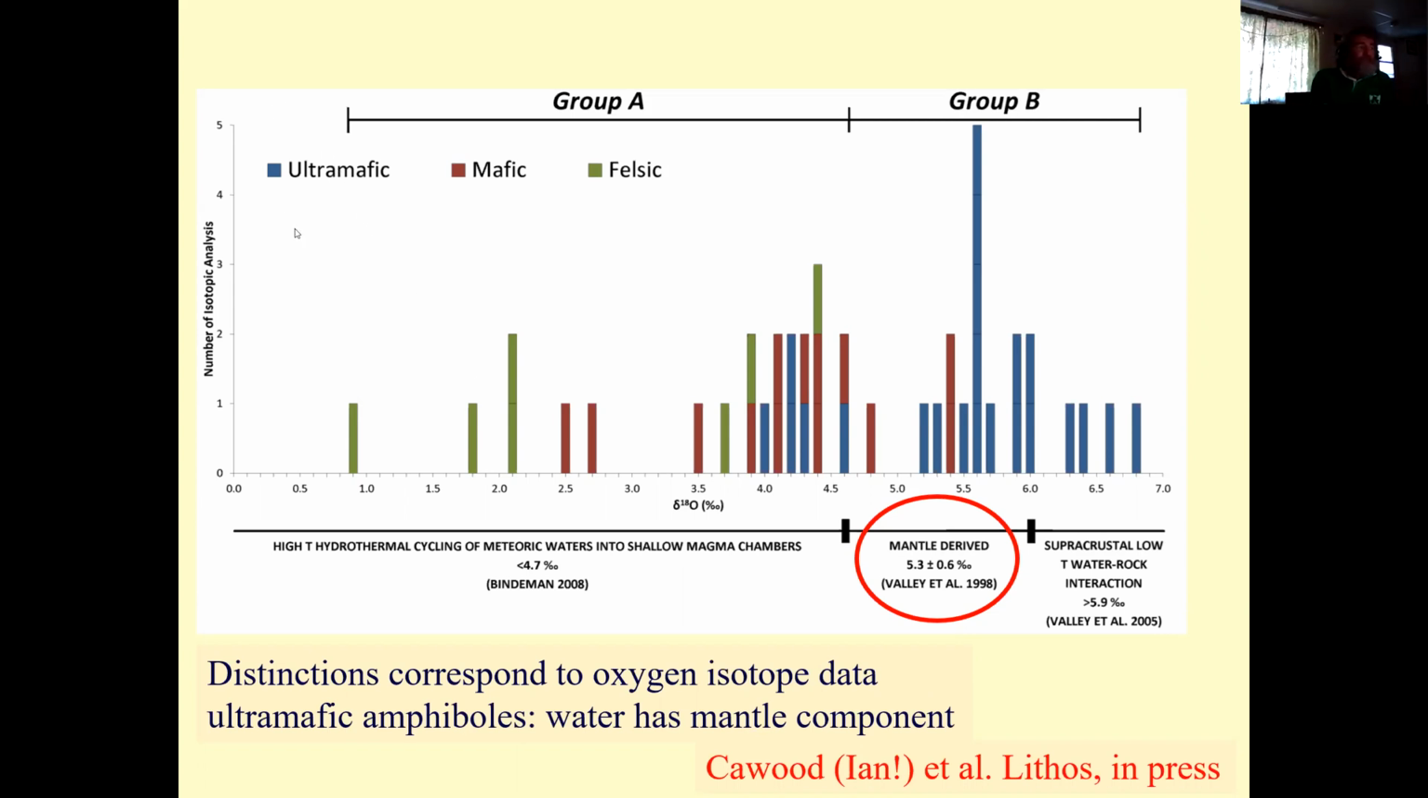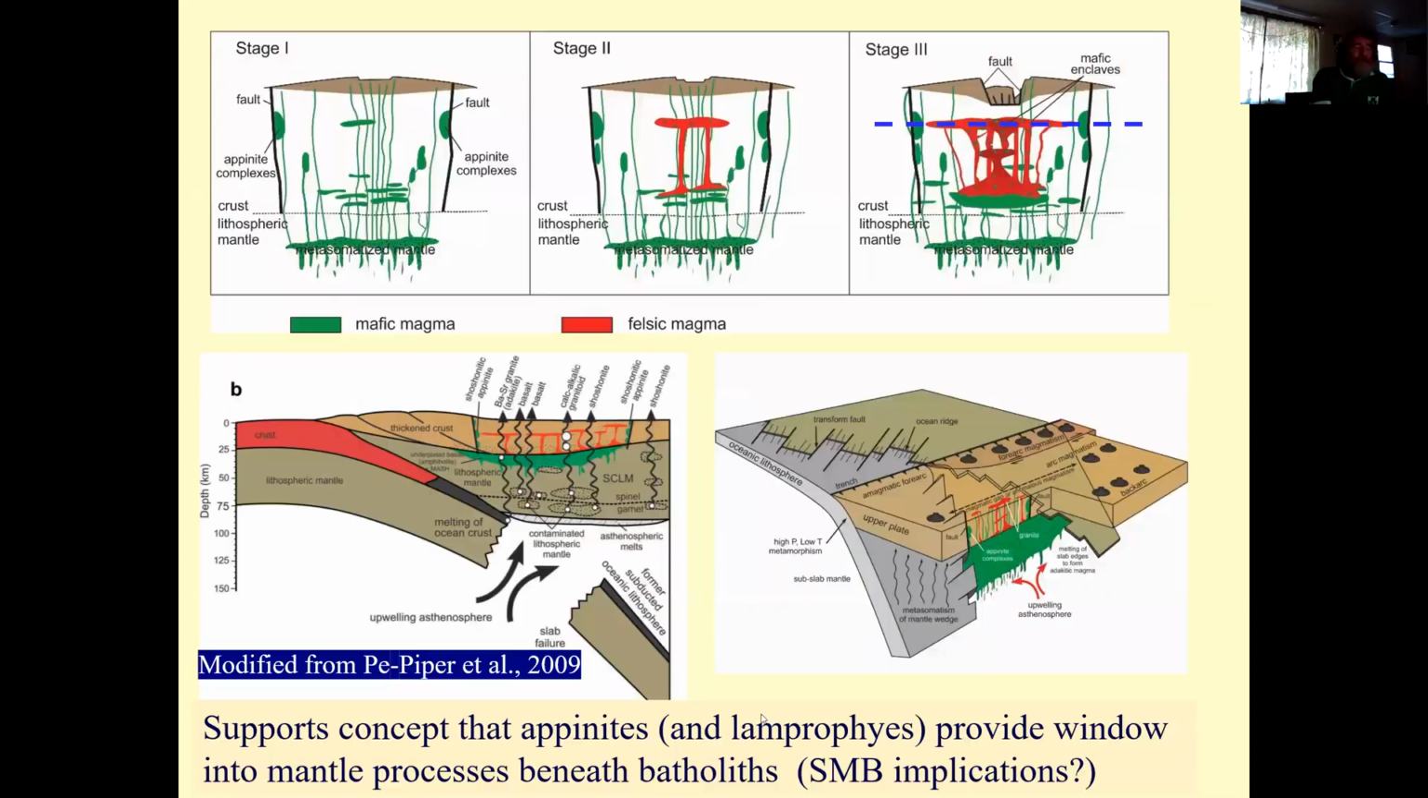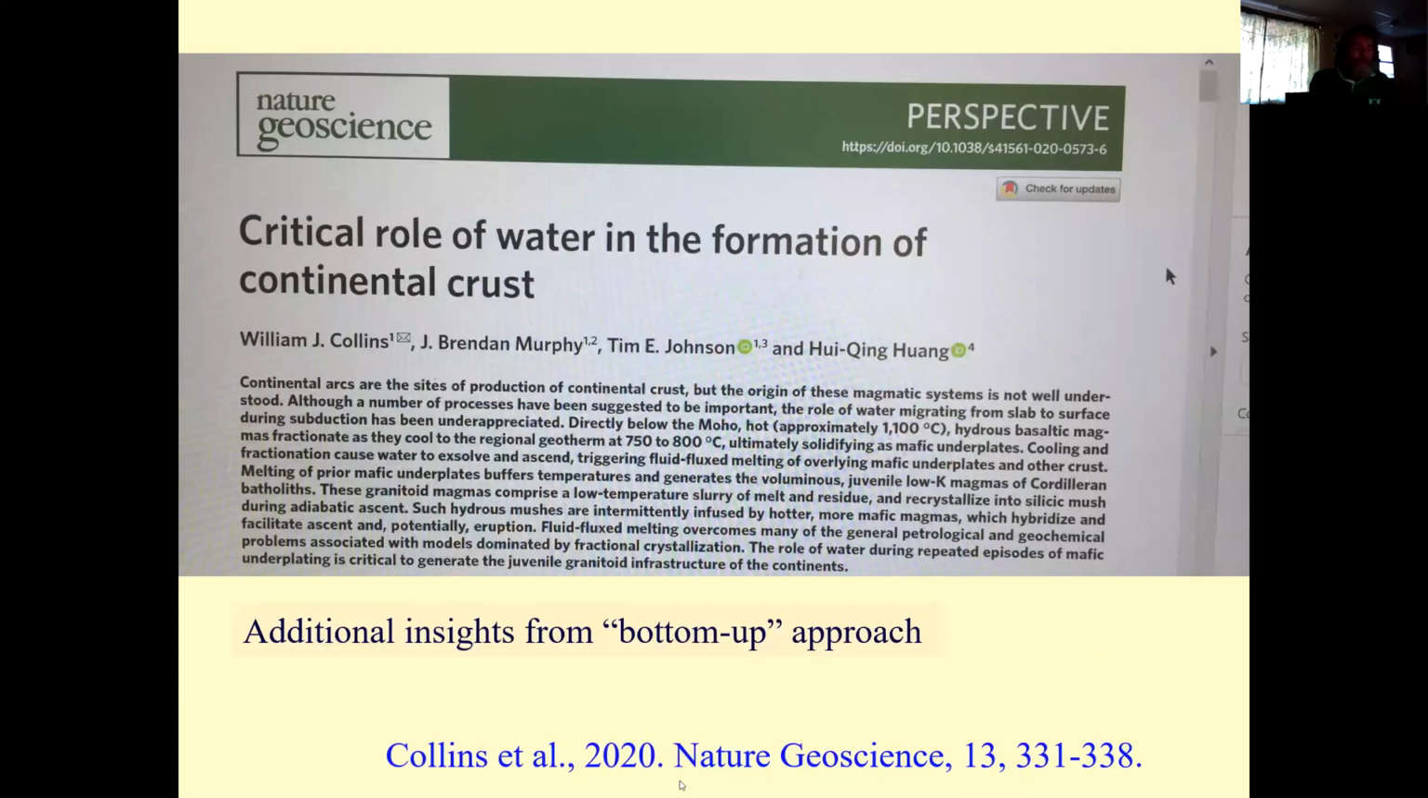So maybe this supports the concept that appinites, and by implication lamprophyres, which are the hypabyssal equivalent, provide windows into the mantle processes beneath the batholiths. And for those of you interested in the South Mountain batholith, that might be an interesting approach to take. So what I've dealt with so far is a top-down approach. But to close the loop on this, you've got to have a bottom-up approach. And I don't have time to go into much detail, but the details are in this publication, Bill Collins et al., which came out last year.